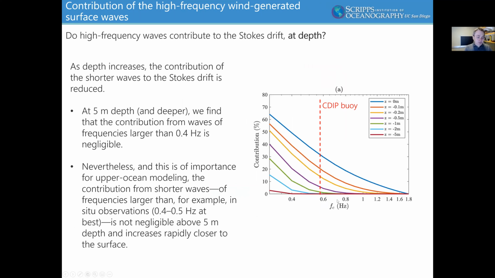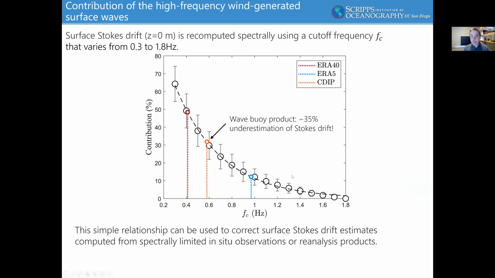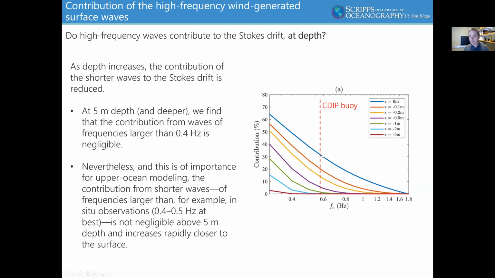All right, so I talked a lot here about the surface, but what about the depths? As depth increases, the contribution of the shorter waves is obviously going to be reduced. So that's what I'm showing here. Again, this is a similar plot, but I'm showing different depths. Blue is 0, and this is down to 5 meters, in log scale for clarity of the display. So at 5 meter depth, clearly, there is no contribution from waves with frequency larger than 0.54 Hertz. This is completely negligible here.